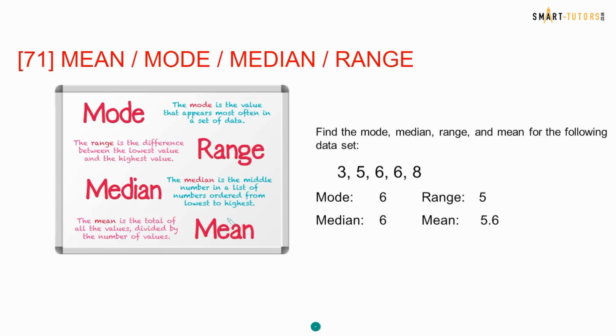Topic 71. Mean, mode, median, range. You need to have the basic idea of all these four technical terms. The mode is the value that appears most often in the set of data. The range is the difference between the lowest and the highest value.